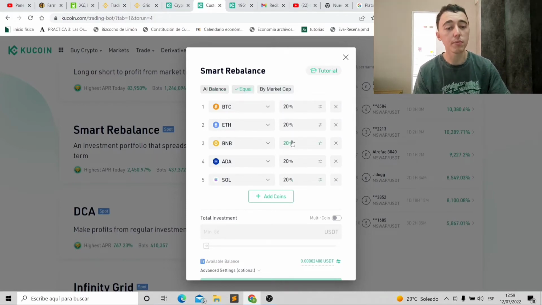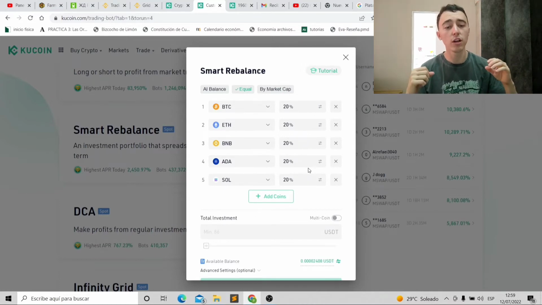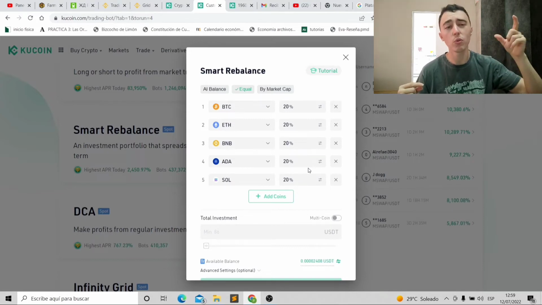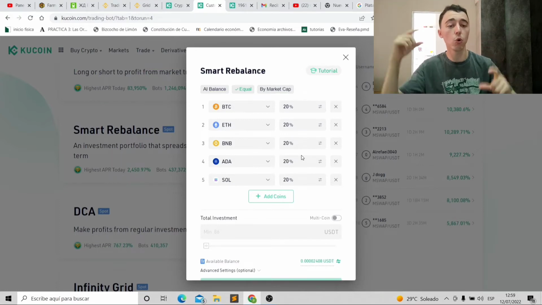First, we can put it equal, which means we're gonna hold always the same percentage of all of them. What happens if Bitcoin goes down and Solana goes up? Well, then we're gonna have like 18% of Bitcoin and 22% of Solana or ADA. So it's gonna sell Cardano and it's gonna buy Bitcoin. So you always have 20, 20, 20, okay? And it's gonna be rebalancing all the time.